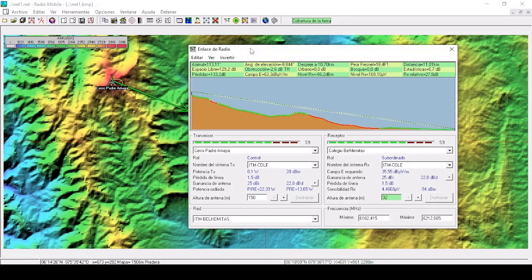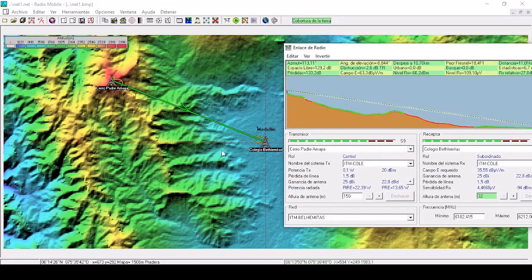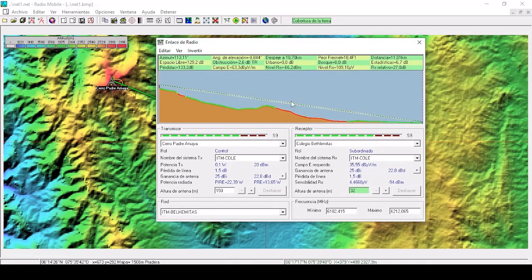It also shows the trajectory of the link between the Cerro de Padre Amaya and the Belemnitas school. This map shows the 2 points of the link and the line connecting them, providing a visual perspective of the path the signal follows.